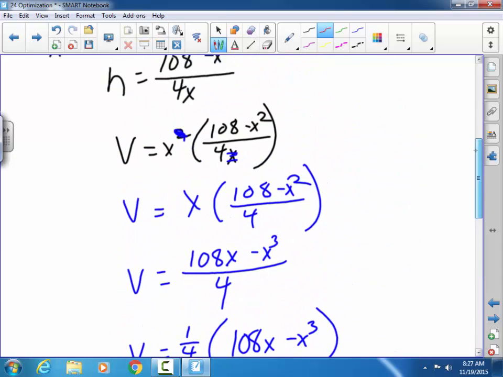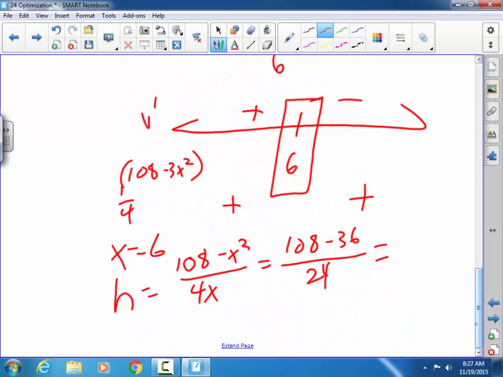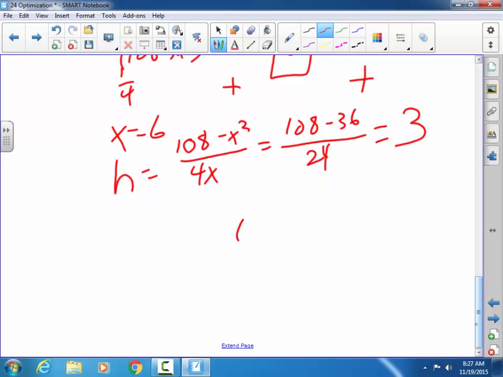Am I doing that close to right? Yes, I am. What's that? 72? 72 divided by 24? 3. So 6 by 6 by 3. The dimensions of my box are 6 by 6 by 3.